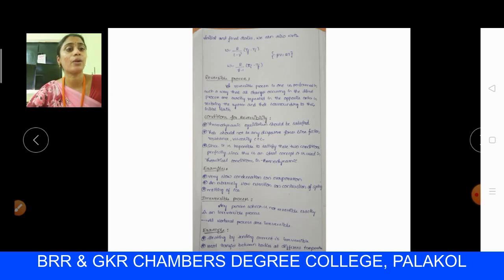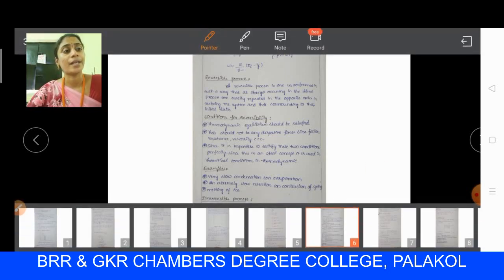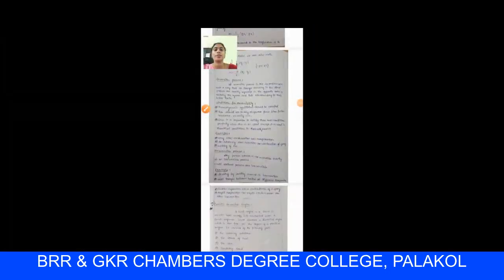Hence PV equals RT, we can write the above equation. This is about isothermal process and adiabatic process. Now our topic is about a reversible process.